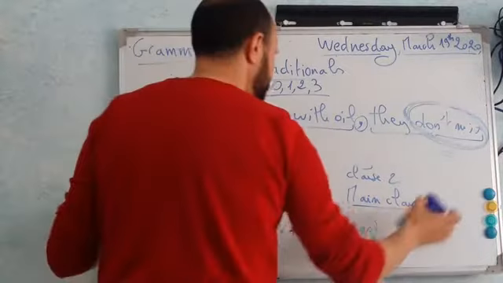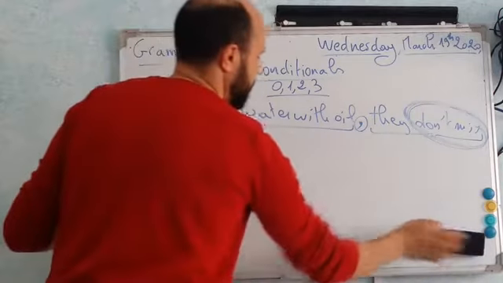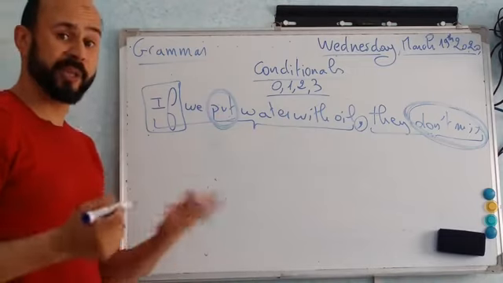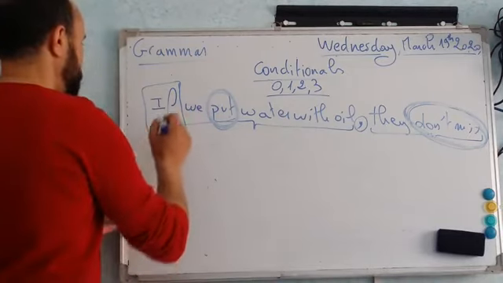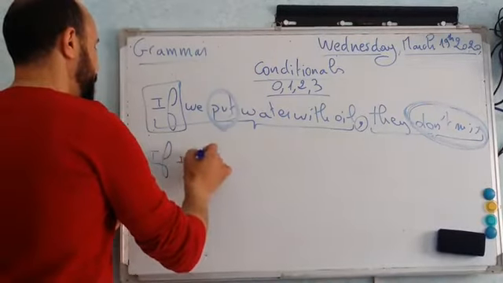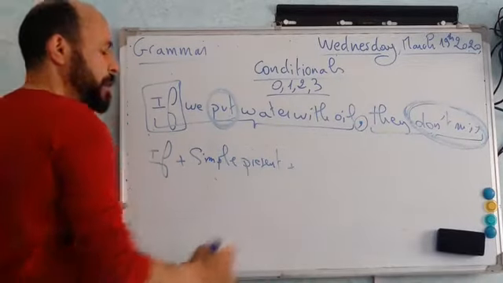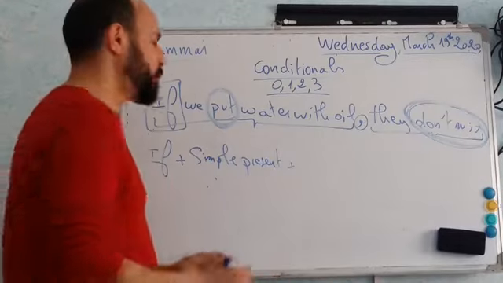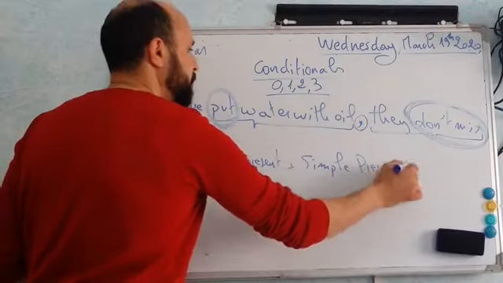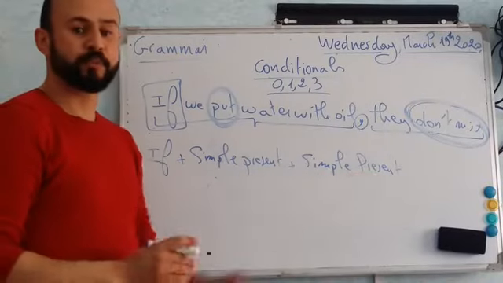So if we want to draw our rule of how to form sentences of conditional type 0, we will say that it is formed with the word if plus a clause with a verb in simple present plus another clause, which is the main clause, with a verb in the simple present too. So if plus simple present plus simple present.